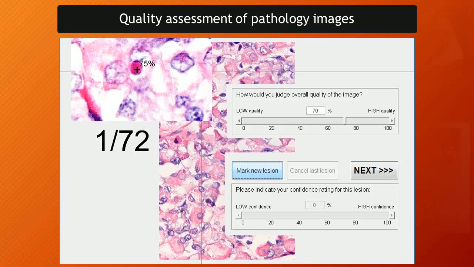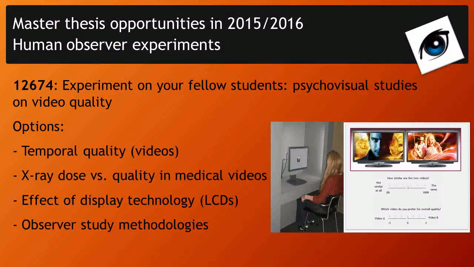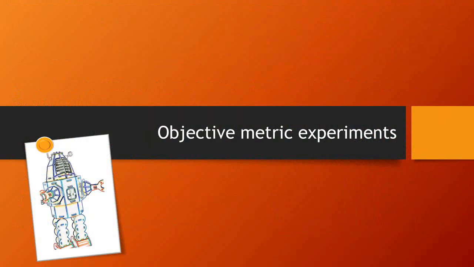In the domain of human observer experiments, we have one topic with 4 possible areas depending on your area of interest. You may want to conduct research either on experiments related to temporal quality, medical X-ray dose, display technology, or general methodology issues. We're actively working on developing objective metrics and conducting experiments with them in various domains.